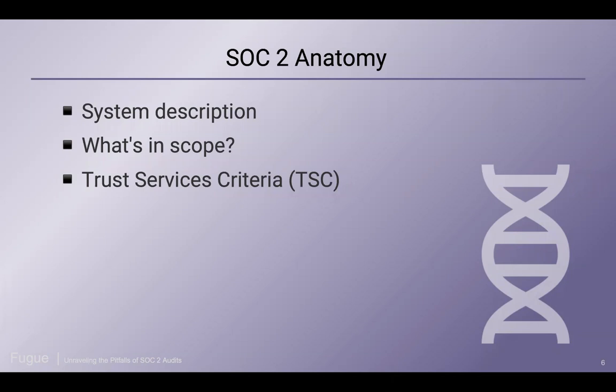The system description, and it is what it sounds like. It's the description of your system, and by system we mean the SaaS or the thing that you are providing to your customers. The description, the write-up, in your words, of what that system is, and that's what your organization will be evaluated on. So in other words, whatever you write down in the system description is what your auditor will test you on. And so that becomes very important.